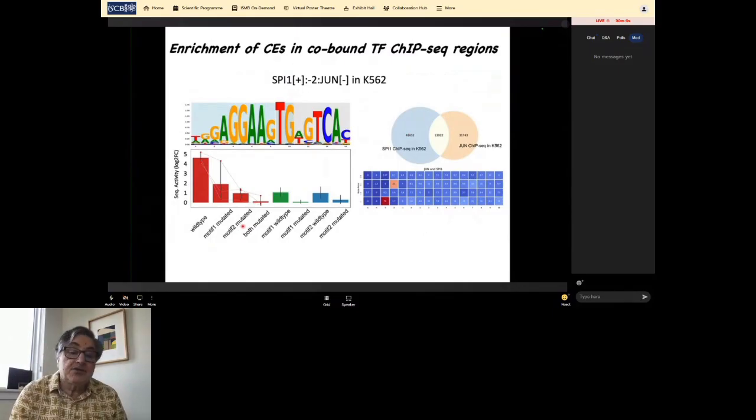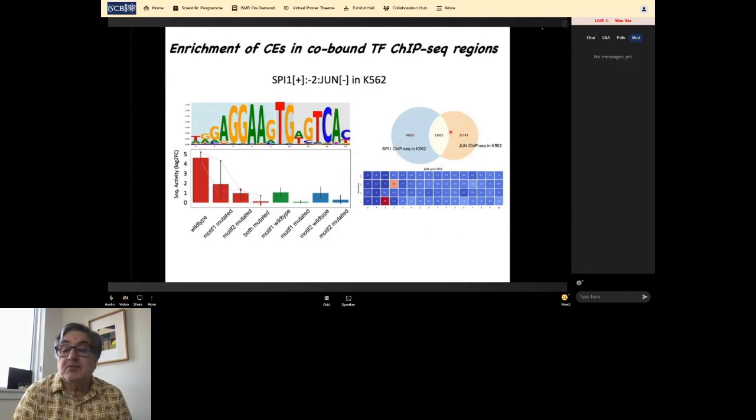You can get another validation of these composite elements by asking, are these predicted composite elements, which are shown now to be active, in fact enriched in binding regions of the cognate transcription factors? So what we've done here is to take ChIP-seq data sets for PU1 and the AP1 family member Jun. We've overlapped those ChIP-seq regions. And so you can see these are the overlapping regions.